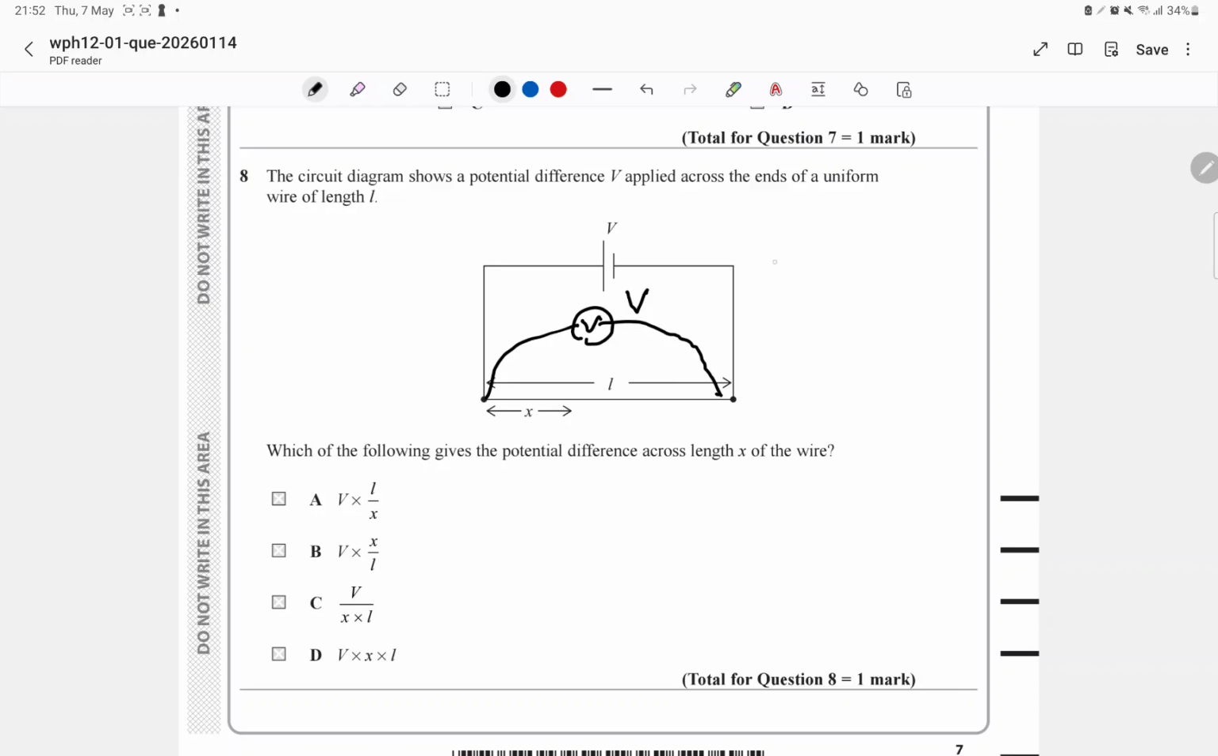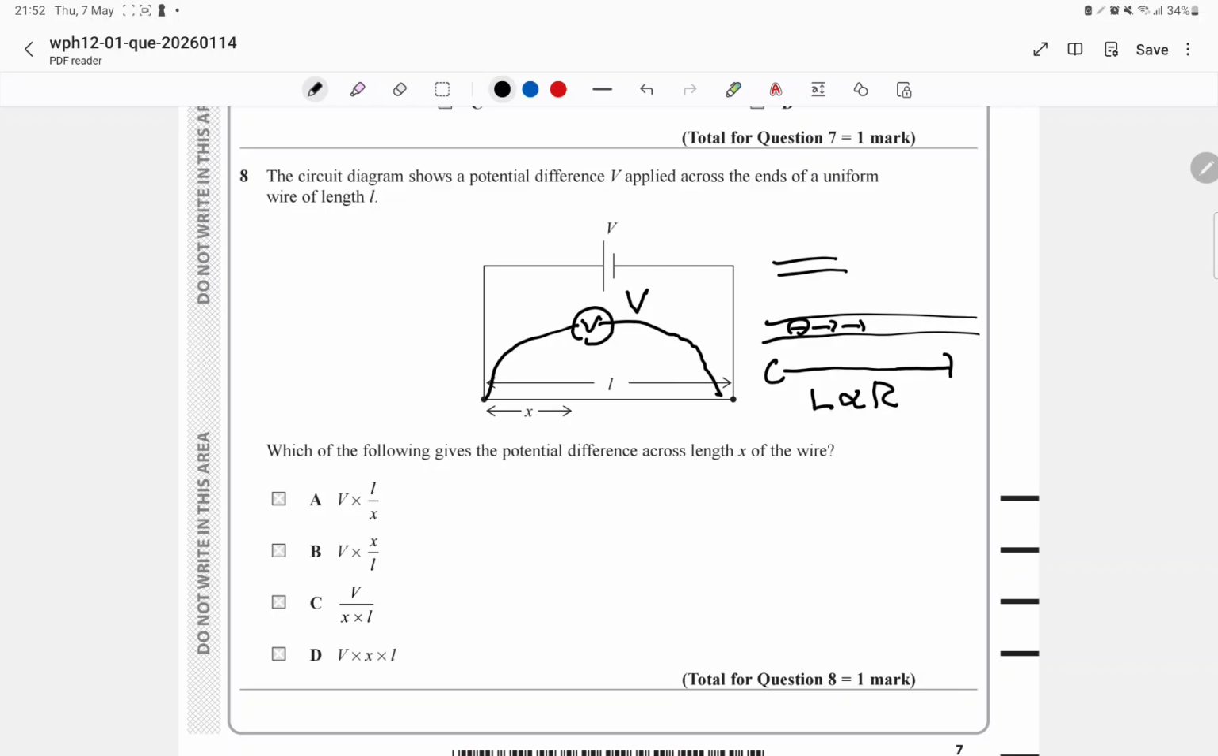Now what you should know is that the length of the wire L is proportional to the resistance. Because if you have a longer length of wire, then the electrons have to travel a larger distance. They're more likely to collide and transfer energy. So a longer wire will result in a larger resistance, common sense.